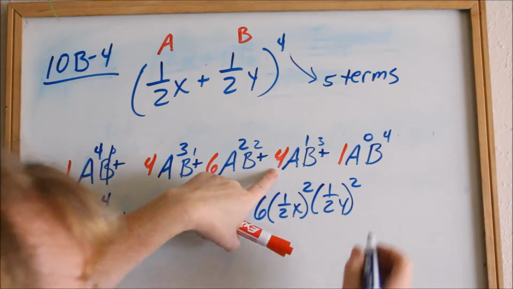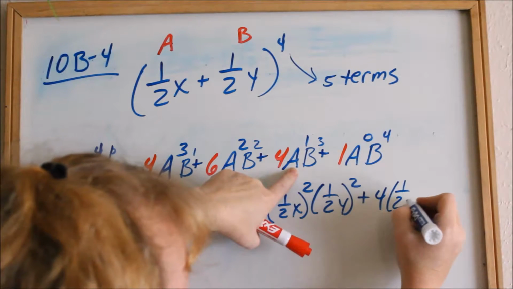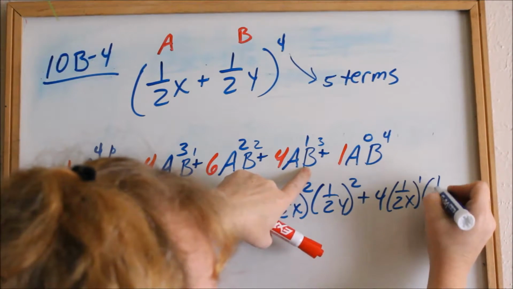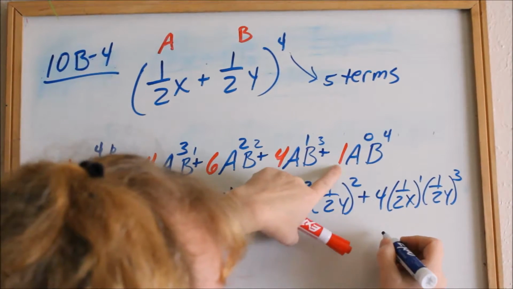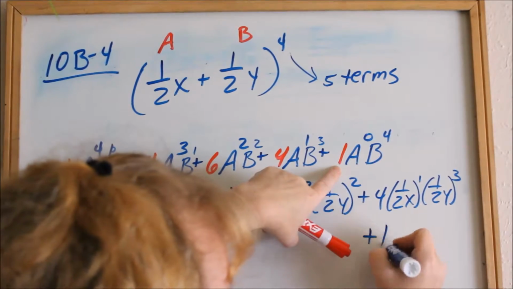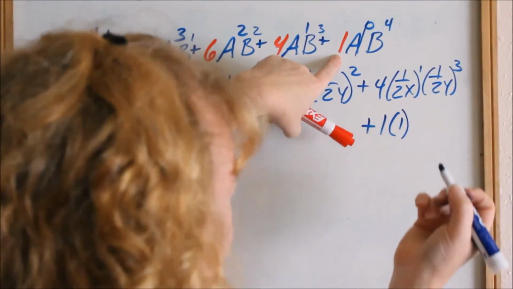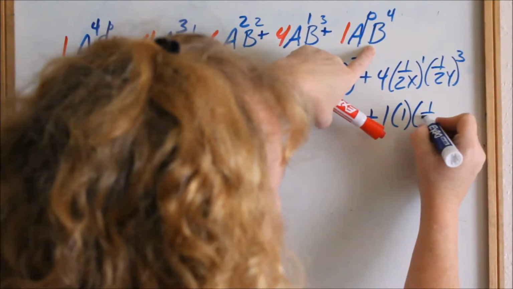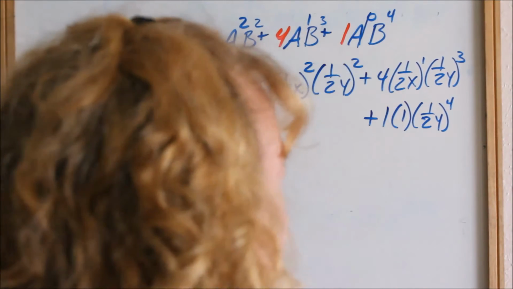Okay, now we're on this term, plus 4, and then A is 1/2 x raised to the 1st power, B is 1/2 y raised to the 3rd power. Now we're here, plus 1 times, A to the 0 is 1, we can put a 1 there if that makes you feel better, times B, which is 1/2 y raised to the 4th power. Okay, that's where that comes from.